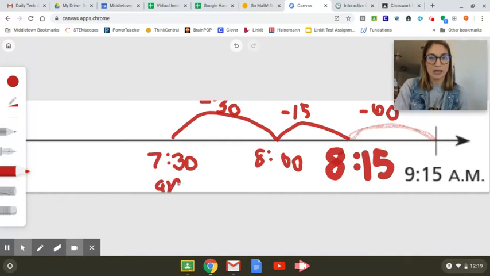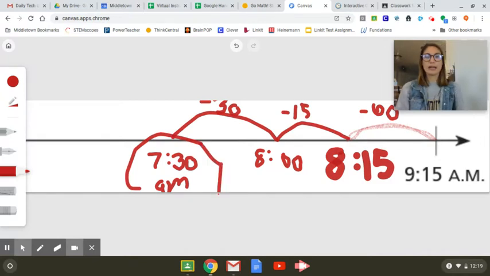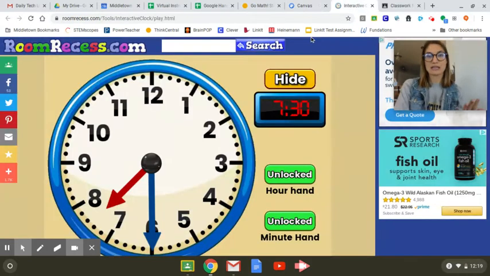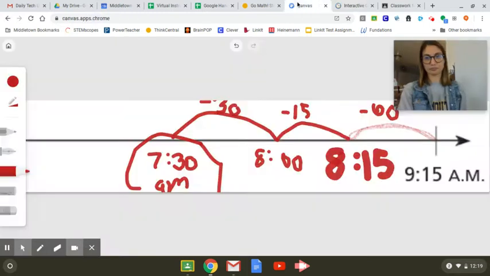7:30 a.m. for their trip. Okay, do you see how we had our end time and we counted backwards to find our start time? We used the number line and the clock to help us. All right, let's try another problem.